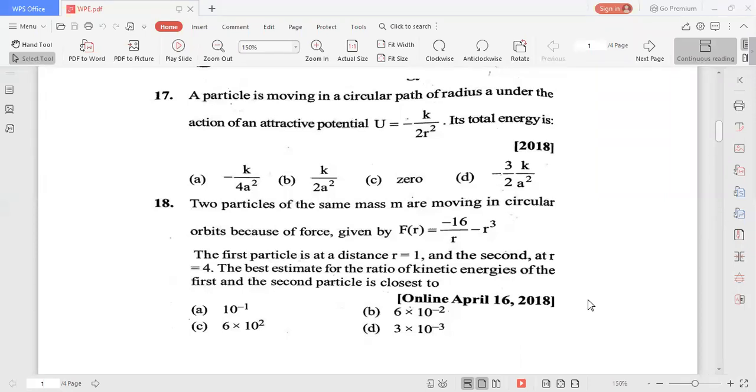Here, what is the total energy they asked? Potential energy is given. Then what is the total energy they asked? Total energy, that is E, which is equal to question mark. Total energy means potential energy plus kinetic energy. That is the total energy. Potential energy plus kinetic energy.